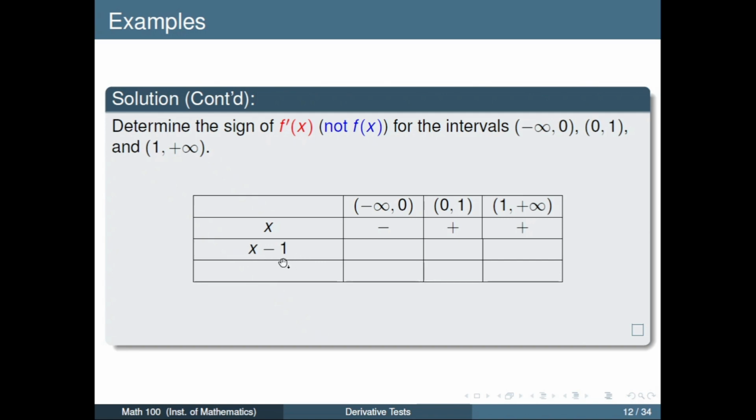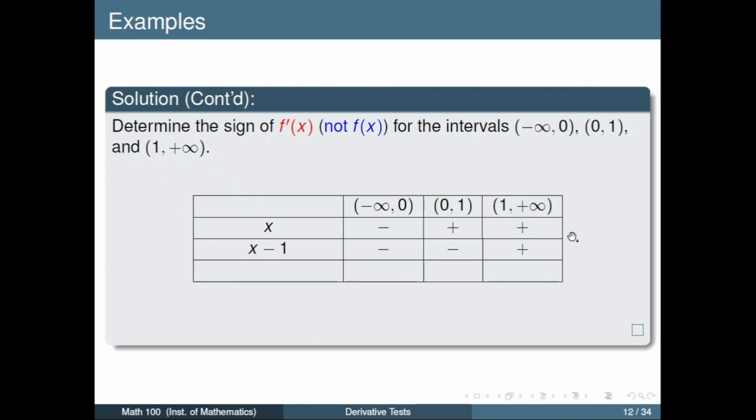Okay? So for x minus 1, the zero of this is 1. So this point. So to the left of that is negative. We have negative, negative. And then to the right of this part is positive. So we have this one. Okay?